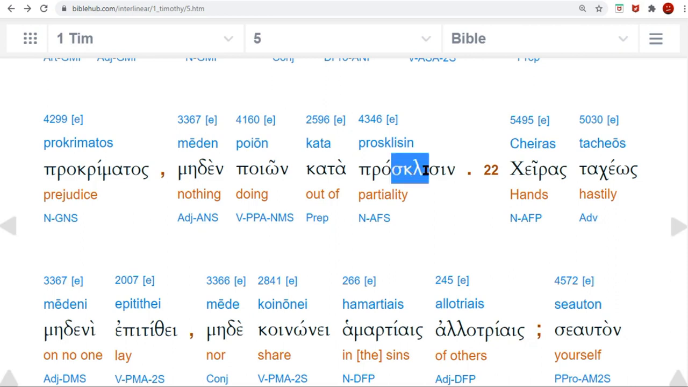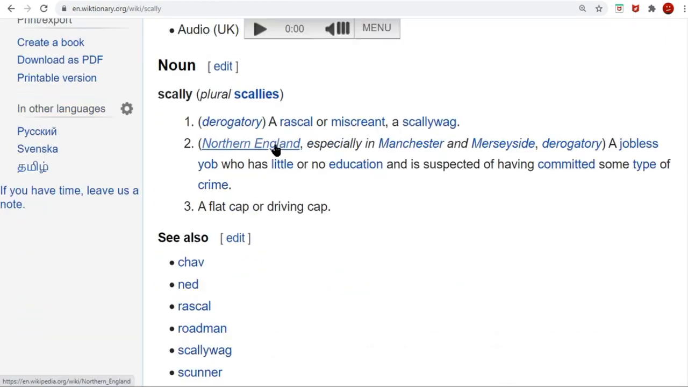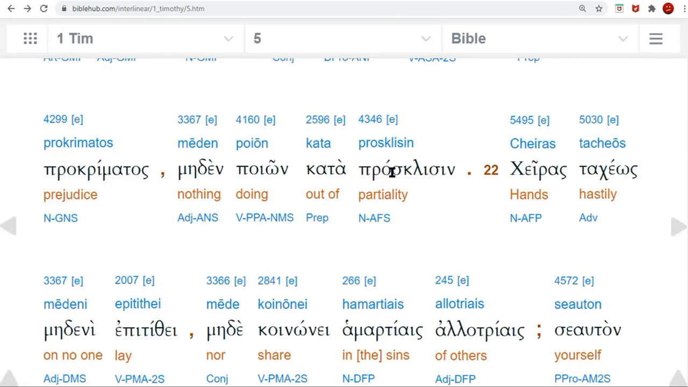And so a scally is a scallywag. It means a poor person that's probably going to be hung for not paying his bill. Scally is derogatory, a rascal, miscreant, or scallywag. A jobless yob who has little or no education is suspected of having committed some type of crime. A suspect, for scallies in. That was poor white people getting beat down by the police in Liverpool.